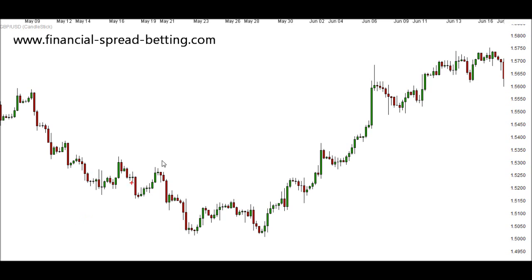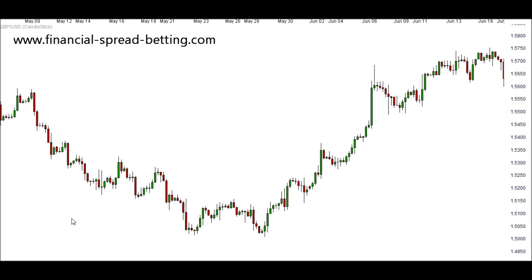A pin bar looks something like this. As always, we have an opening price and a closing price, which forms our body. The characteristic of a pin bar is a large wick in one particular direction.